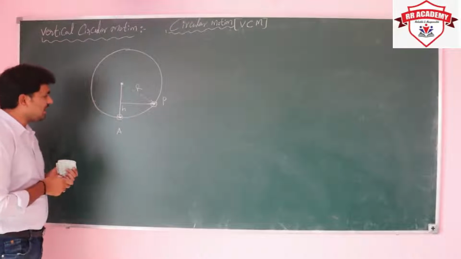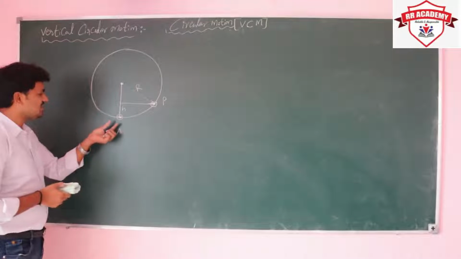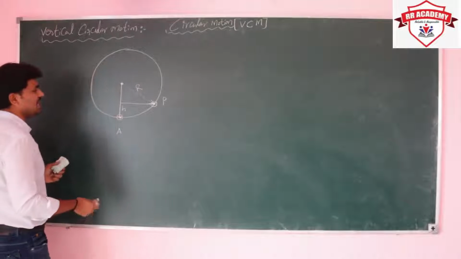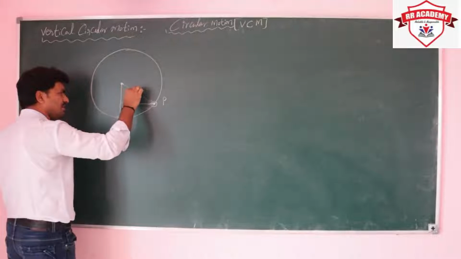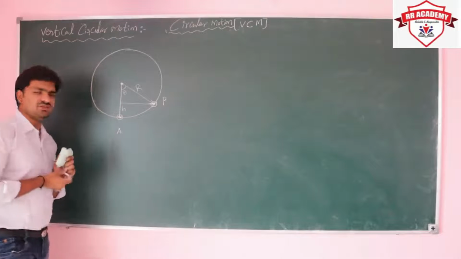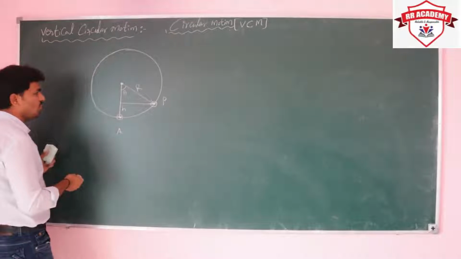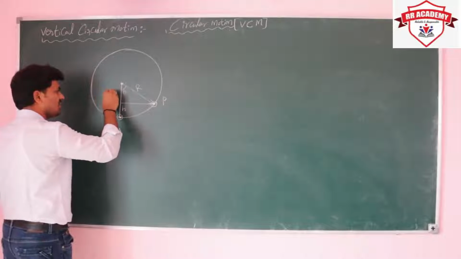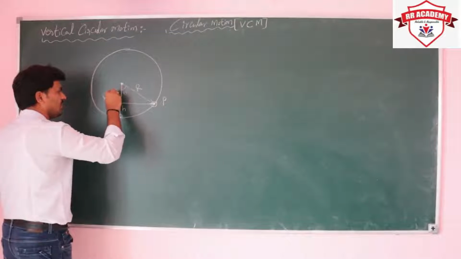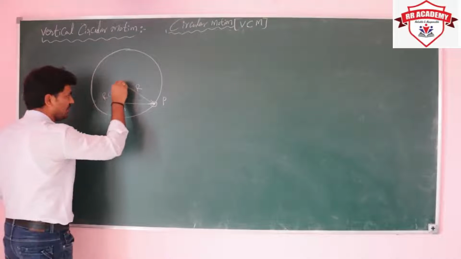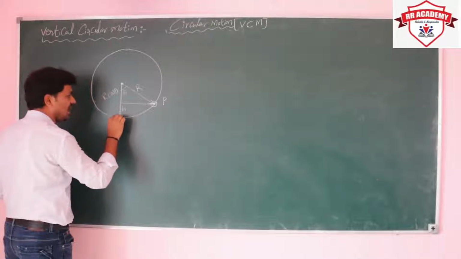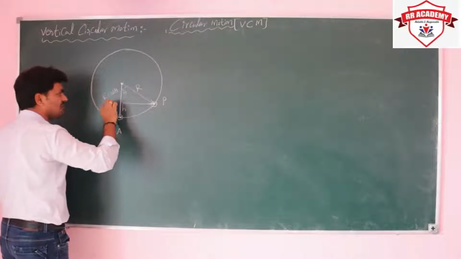Now we need to calculate the relation between the velocity at point A and the velocity at point P. Here the string may be making an angle theta, you can imagine. Then R can be resolved into two components: R cos theta adjacent, and R sin theta opposite. But here there is no need for R sin theta. That means the total value is R and this value is R cos theta.